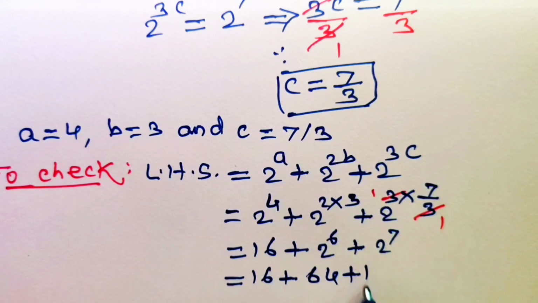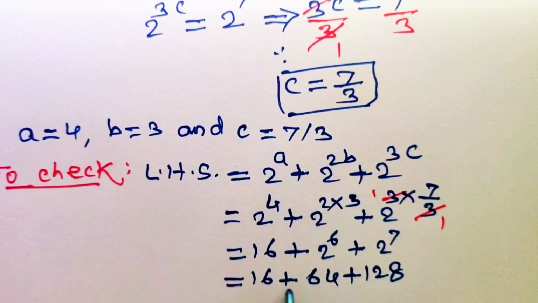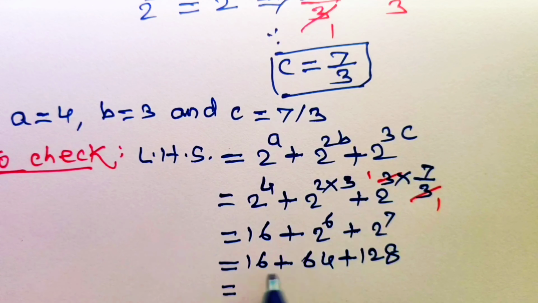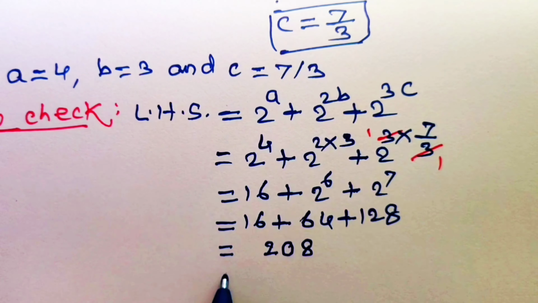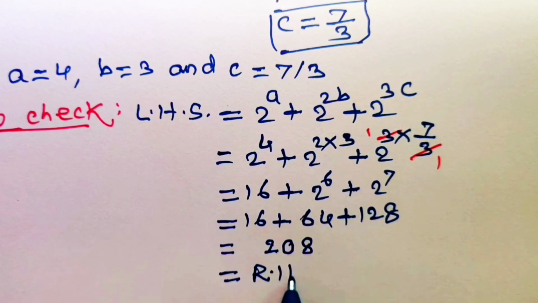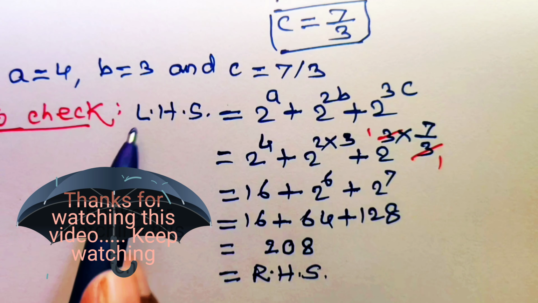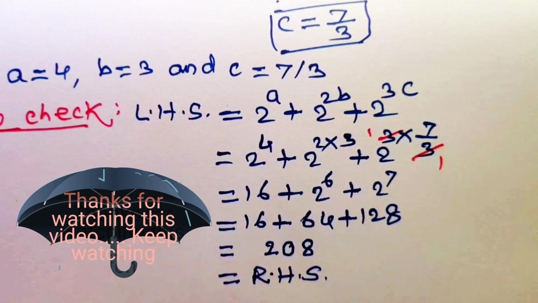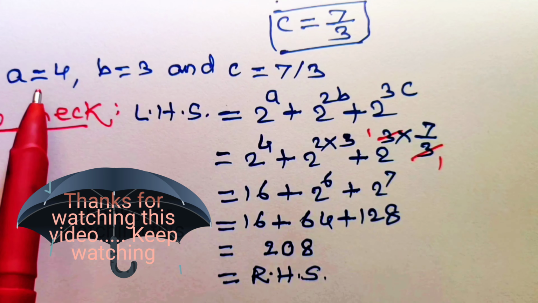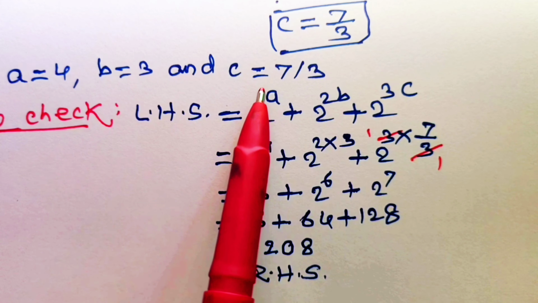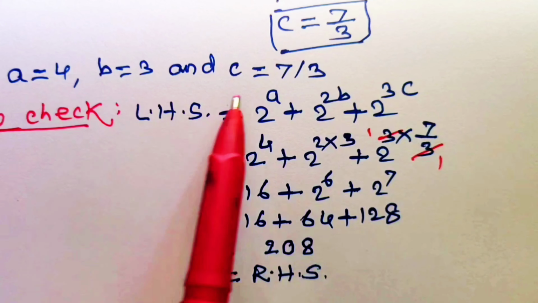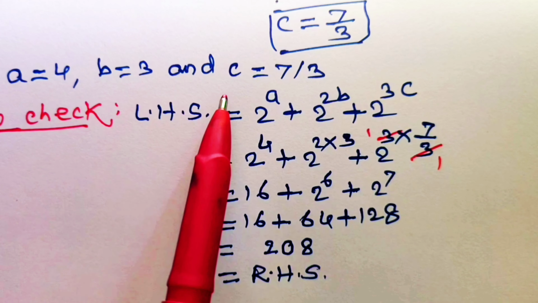Again simplify. This is equal to 16 plus 2 to the power 6 is 64 plus 2 to the power 7 is 128. Taking addition of these three numbers, this is equal to 208. So, this is nothing but right hand side of given statement. Hence, we proved LHS is equal to RHS. Hence, its meaning is values of a is equal to 4, b is equal to 3, and c is equal to 7 upon 3. These are correct values, and this is solution or answer of given sum.